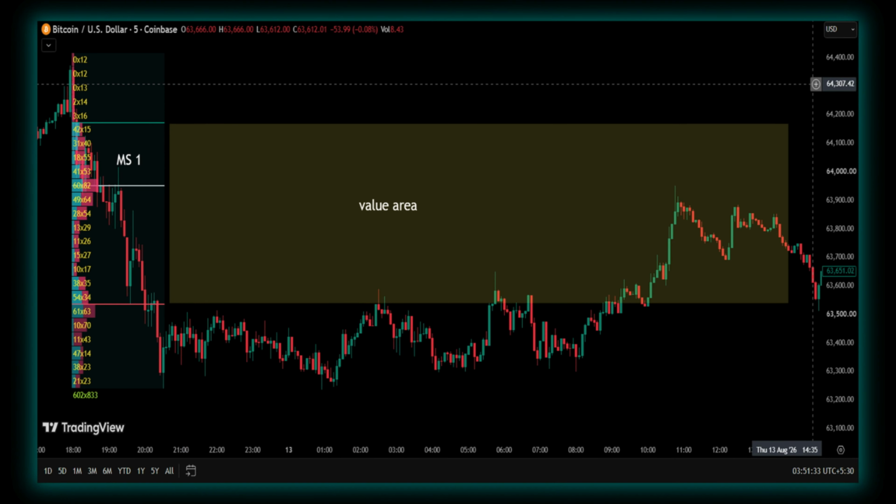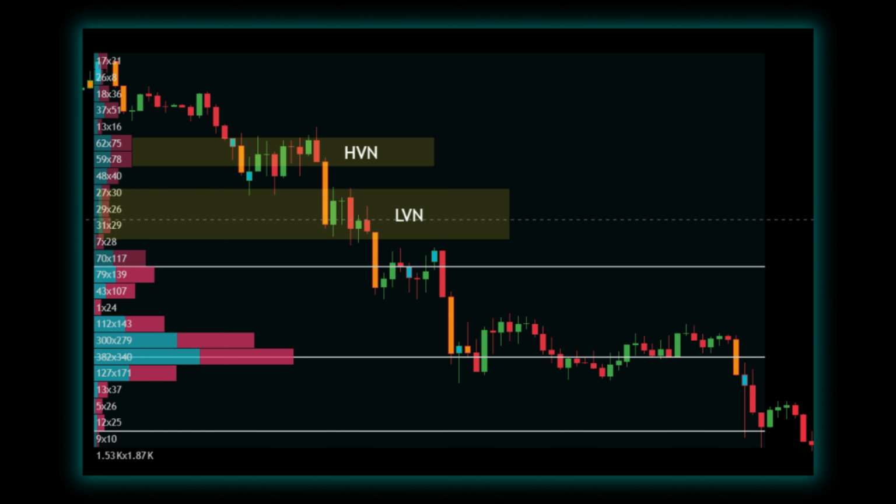The large shaded area it generates is our value area, where roughly 70% of the volume for that drop was traded. We have our value area high at the top, our value area low at the bottom, and a thick high volume node right in the middle, acting as our point of control. Throughout this profile, we can also clearly spot our other high volume nodes and low volume nodes.